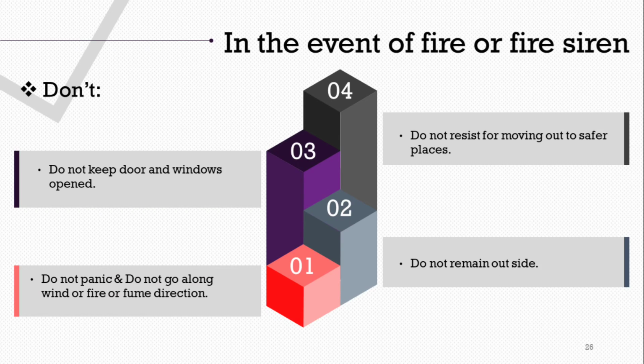Now we talk about things we should not do when fire occurs. First, do not panic. Just calm your mind and do not go along with the wind or in the fire direction. Do not remain outside when fire occurs near your house. Go inside your house and keep your doors and windows closed. Make sure no doors and windows are open. At the end, you have to go to a safer place. You should not resist moving out to a safer place.